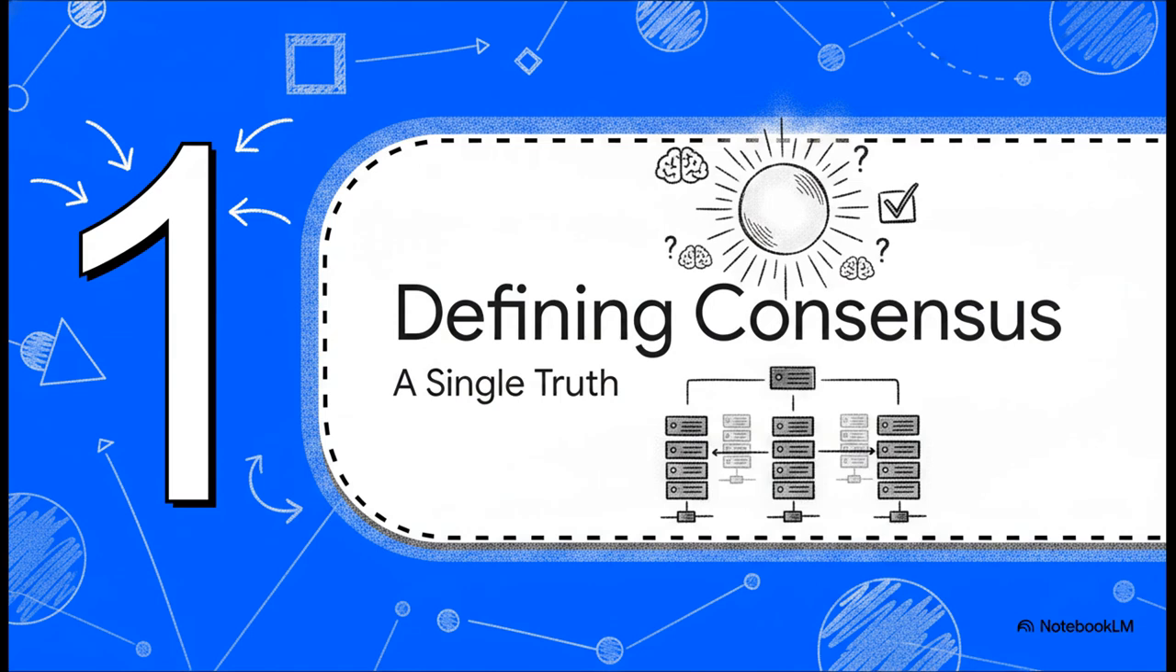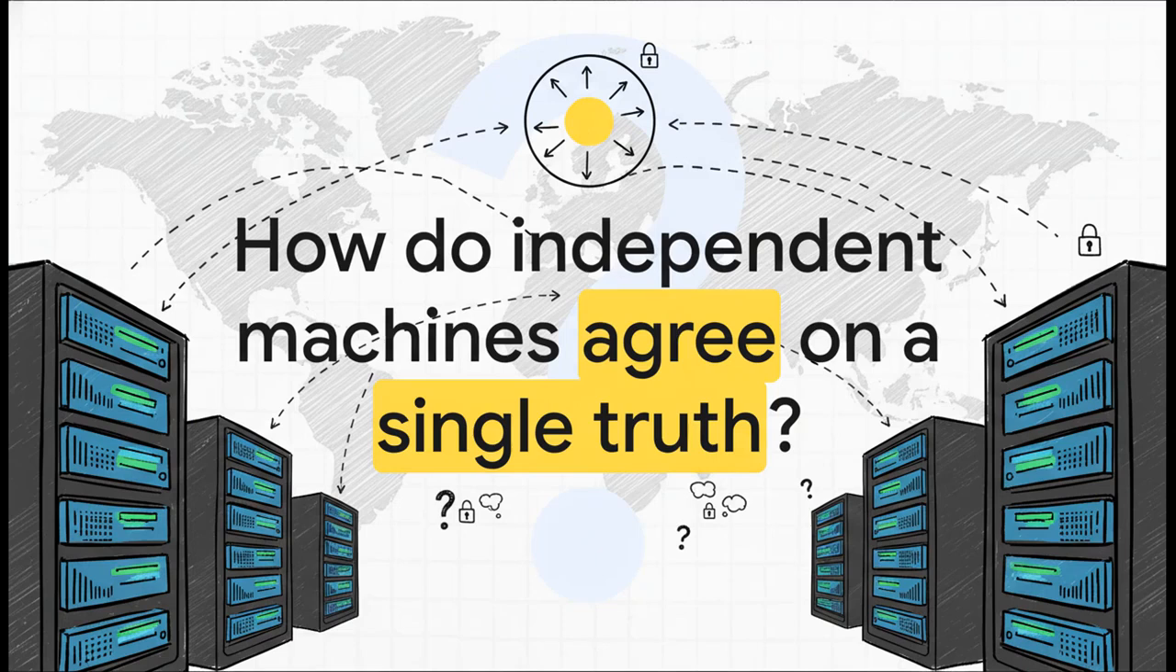All right, Section 1, defining distributed consensus. A single truth. So think about this for a second. How do independent machines, literally sitting in different server racks, maybe even on totally different continents, actually agree on a single, indisputable truth? I mean, there's no grand master computer pulling all the strings here. So coordinating them, yeah, it's a massive puzzle.